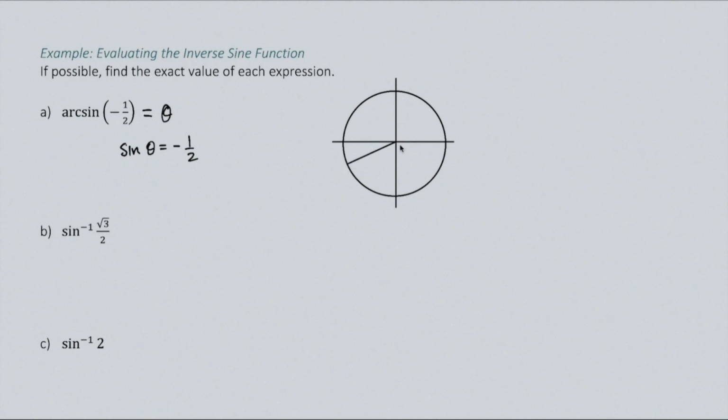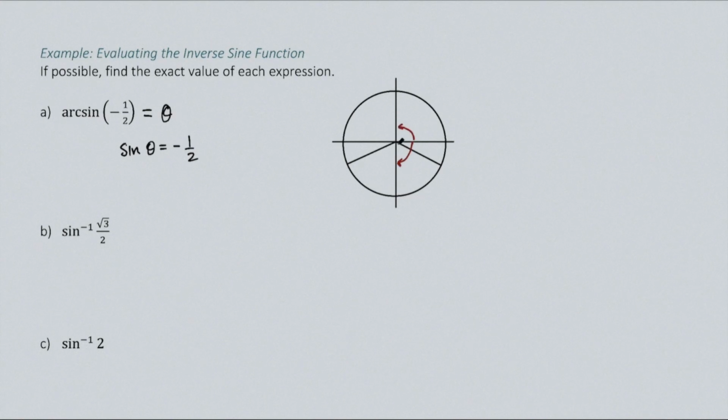Now the sine is -1/2 in a couple places on the unit circle. We've got right here and right here, and of course those could be multiple different angles depending on how many times you go around the circle and which direction you go. However, the arcsine will only give us something between -π/2 and +π/2. We're only allowed to have things there.